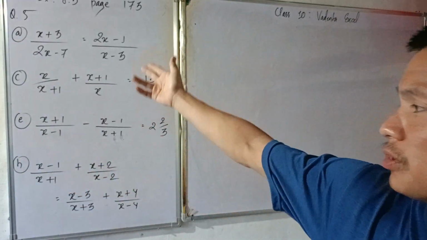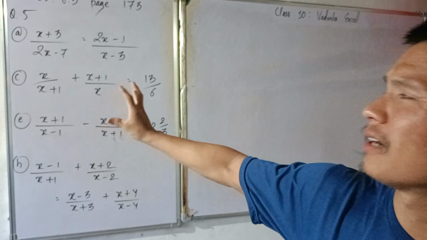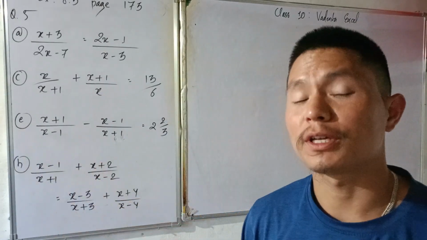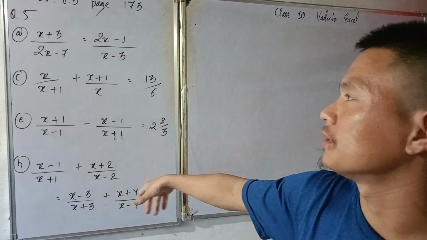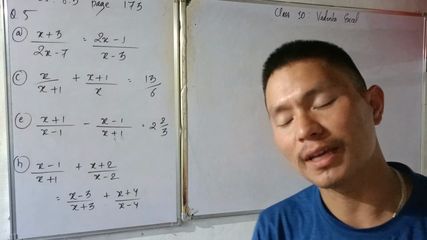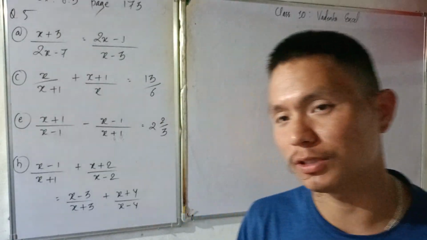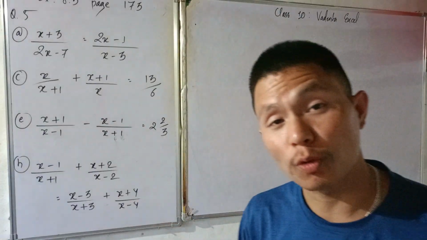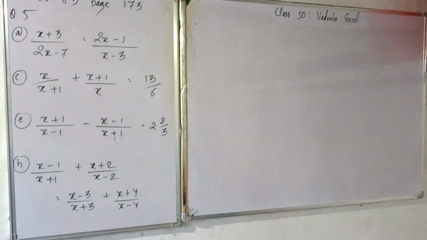Some of the sample questions I have written here. Now how to do this, we'll get into that. These are some of the questions. I have only written A, C, E and H. The rest of the questions are all up to you. These are some of the sample questions. Now let's get back to the board.